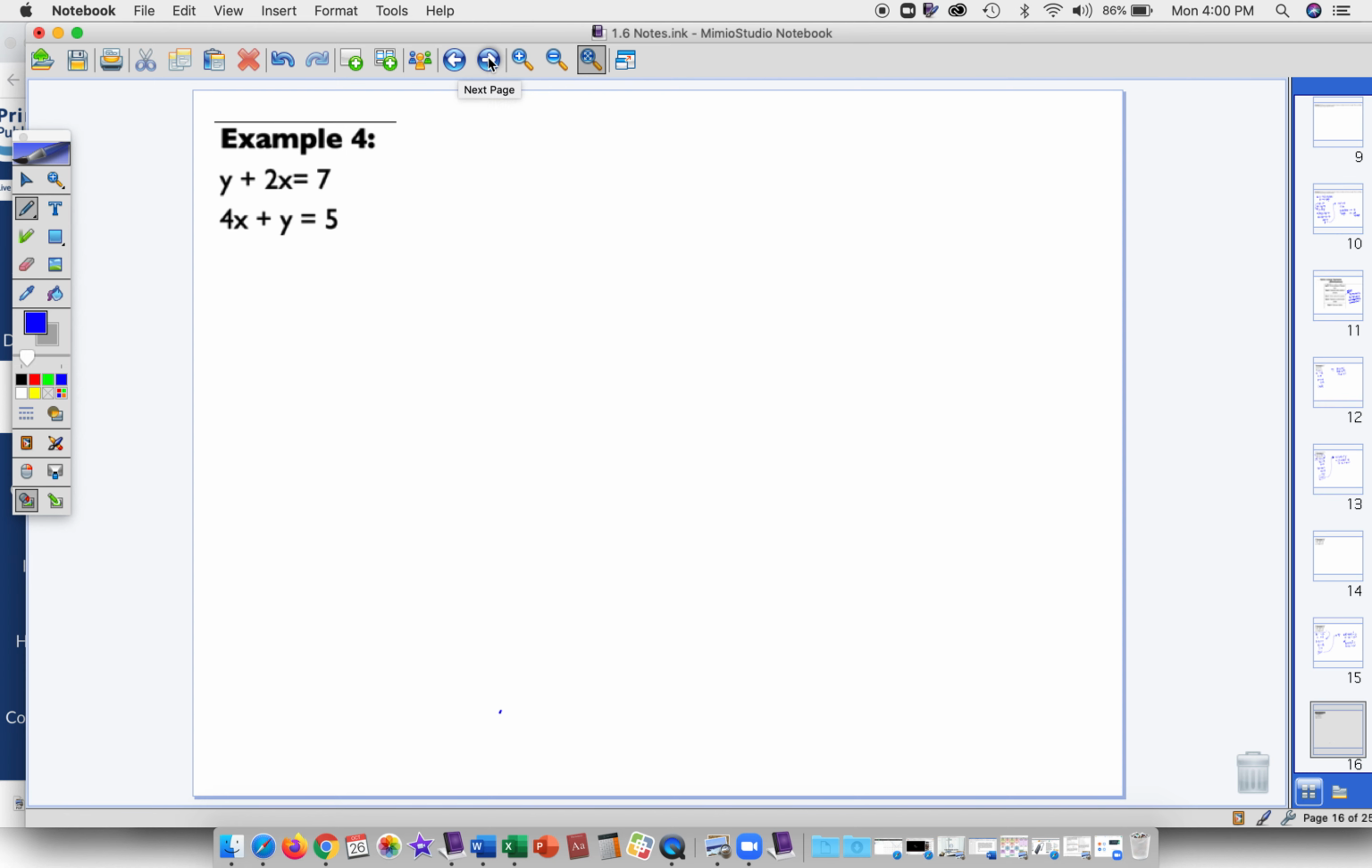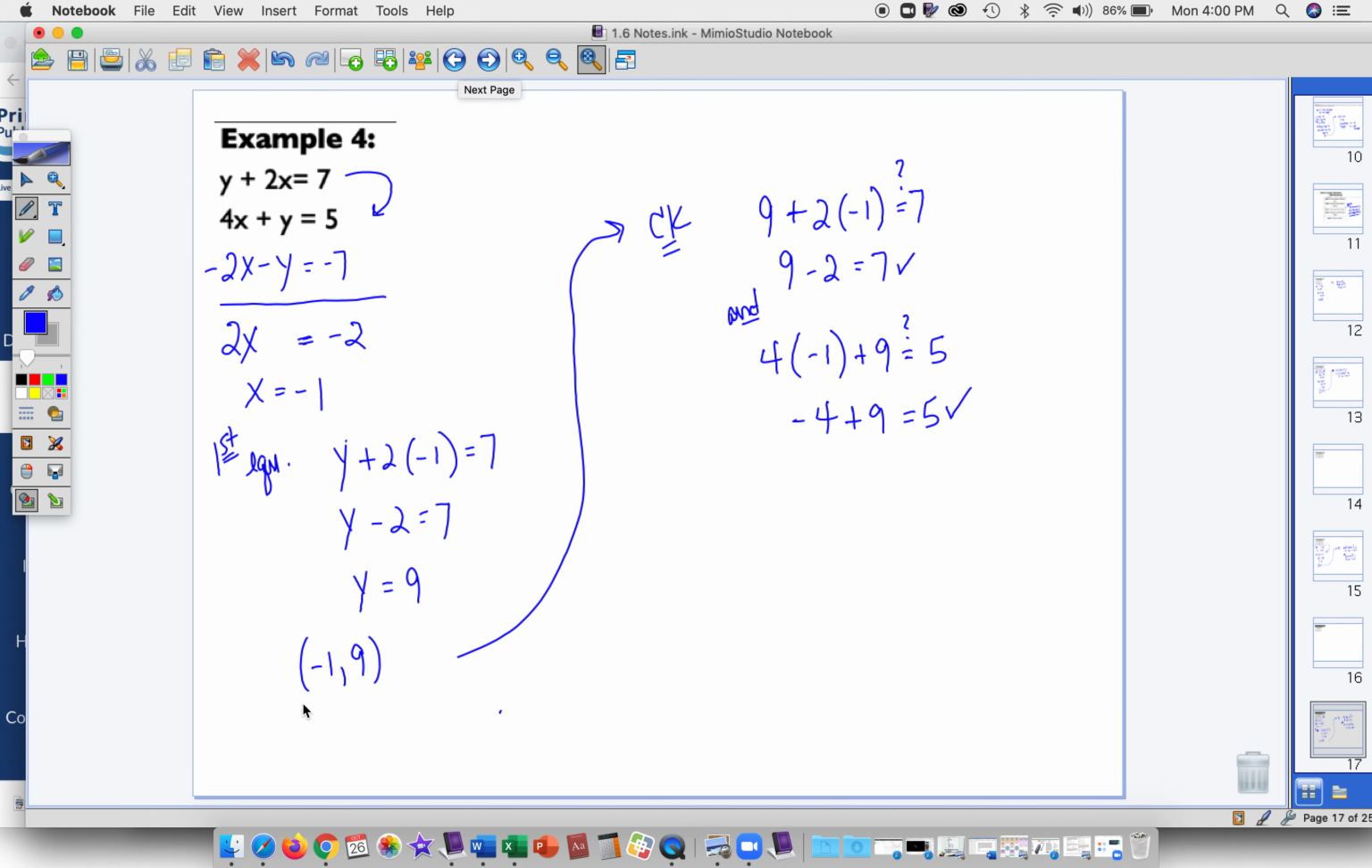For example 4, I got the solution -1, 9. And again, here's my check on the side. So if you got a different solution, check through the work. If you feel maybe I made an error, then certainly bring it up in class.